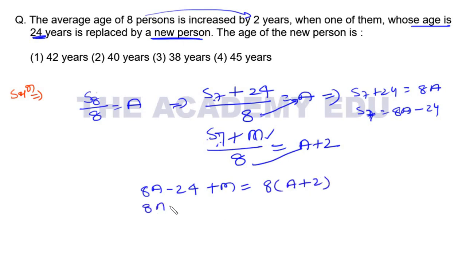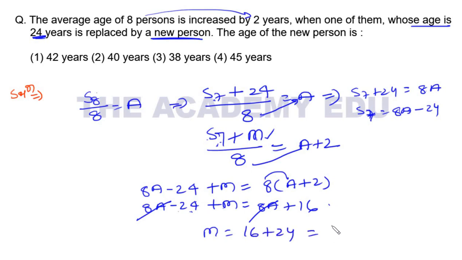Now 8A minus 24 plus M, cross multiplied, equals 8A plus 8 times 2, which is 16. So this 8A cancels. In an equation, if the same number is on both sides, you can cancel it. So now you are left with minus 24 plus M equal to 16. This 24 will come to this side. So M is equal to 16 plus 24, which is 40 years. So the age of the new man is 40 years.